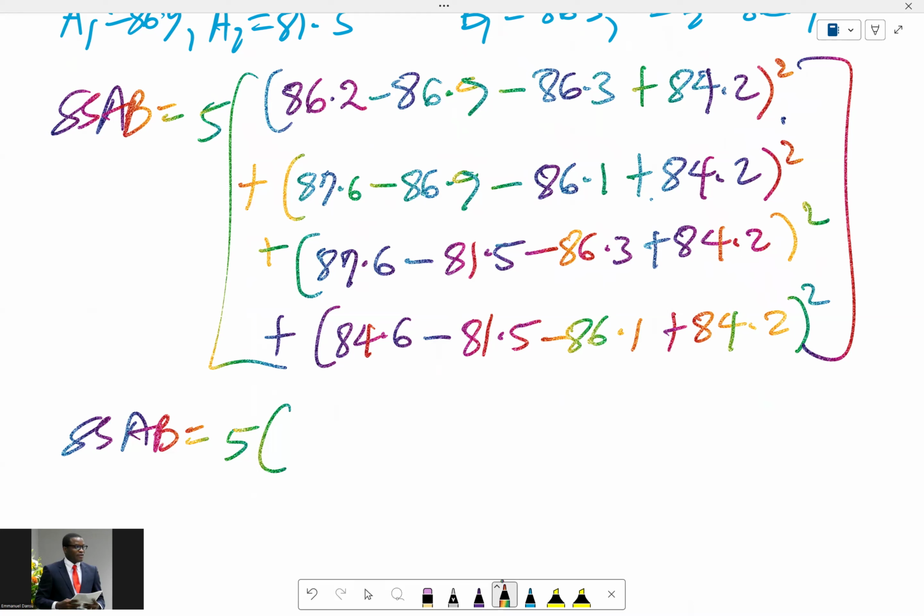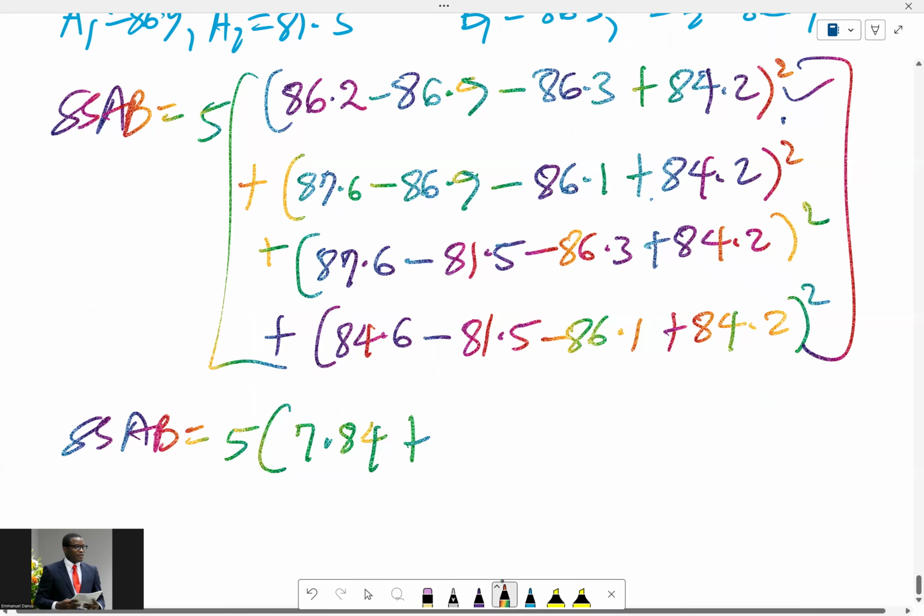Okay. 86.2 minus 86.9 minus 86.3 plus 84.2 rather, all squared. That is 7.84. That's the first one.